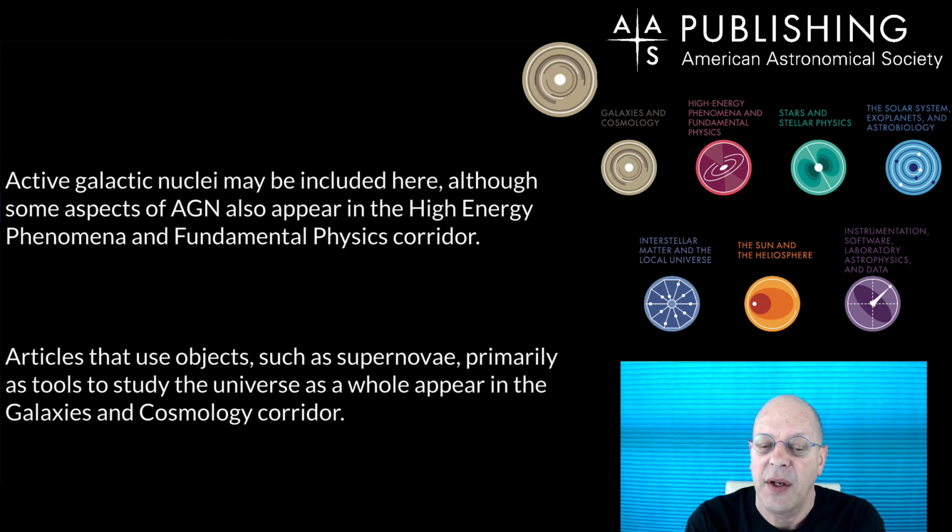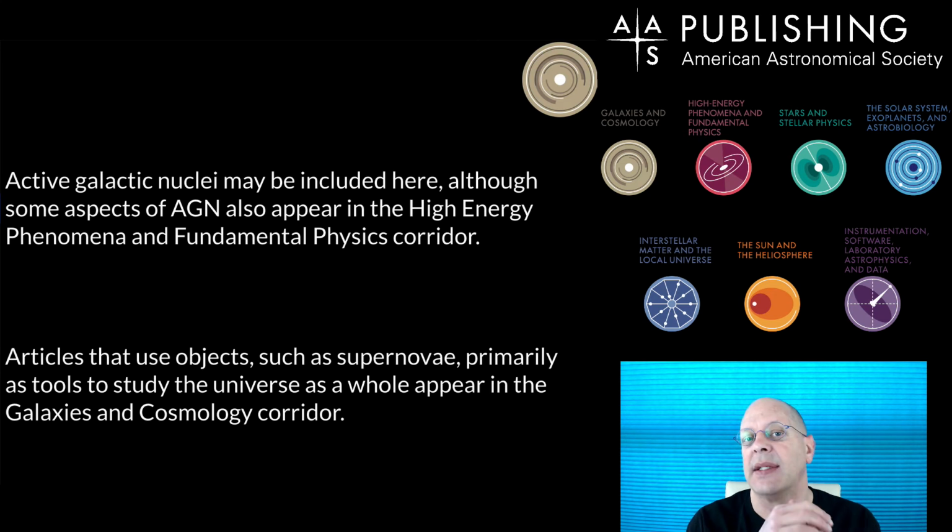AGN, active galactic nuclei, can be included in the Galaxies and Cosmology corridor, although some aspects of AGN also appear in the high energy phenomena and fundamental physics corridor. So this is an example of a boundary case. It sort of depends on what the intention and purpose of the AGN are, whether it goes down the Galaxies and Cosmology corridor or whether it goes down the high energy physics corridor.